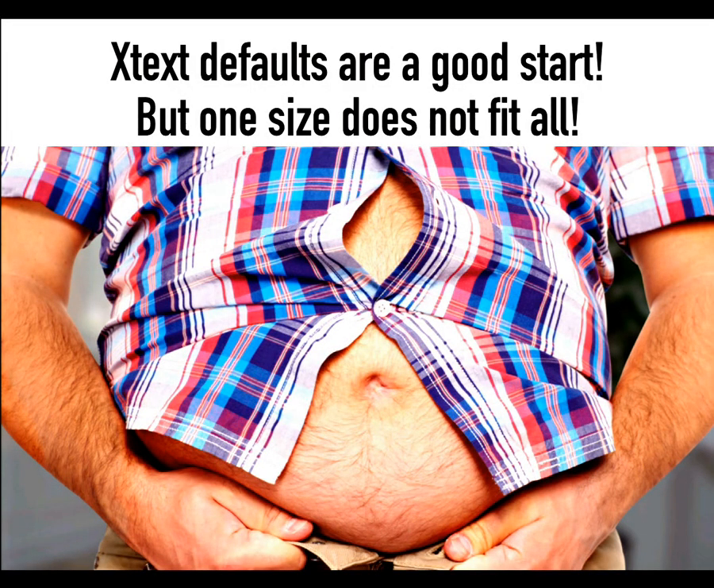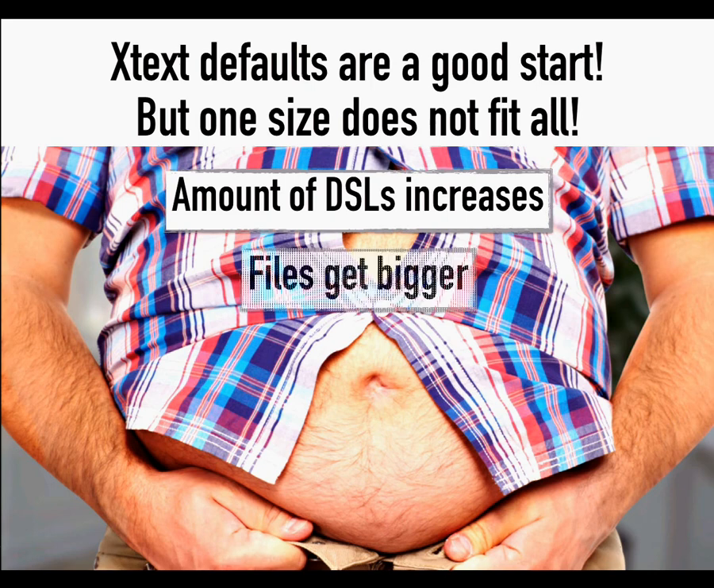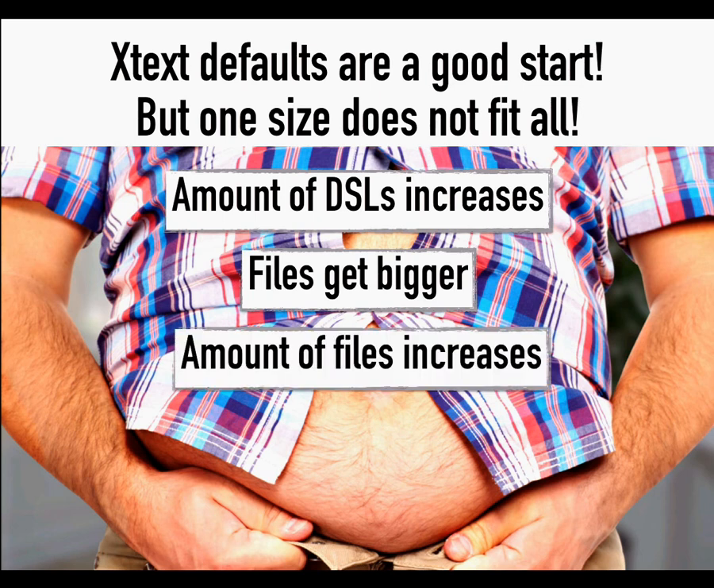Xtext has a lot of defaults, but it's a good starting point. But you need to know how to customize that, because one size doesn't fit all. Sometimes the amount of DSLs increases. We have seen people building 80 DSLs. I don't know why, but they did it. Files might get bigger. You will see in my talk that sometimes people tend to use 200,000 lines in one file. I don't know why, but they do it.